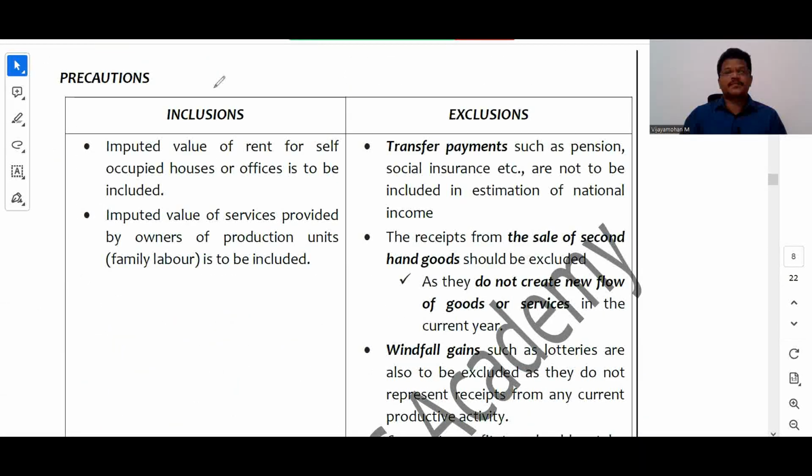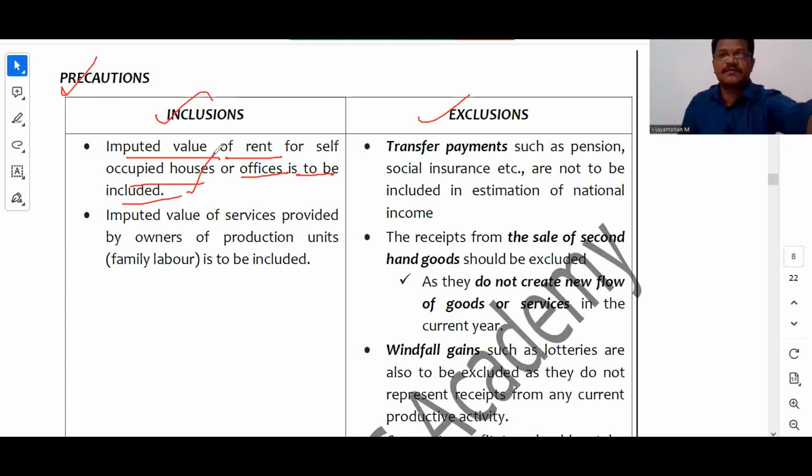Now, what are the precautions in this method that you have to take? That is, what inclusions should be there and what exclusions should be there, let's see once. Imputed value of rent for self-occupied houses or offices is to be included. This I already told you while explaining the product method or value added method. So imputed value of rent, imputed interest you need to add while calculating the national income.